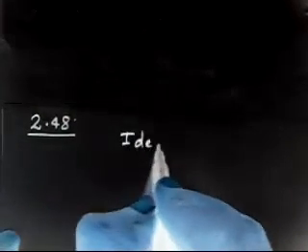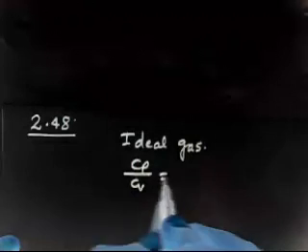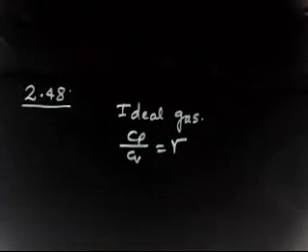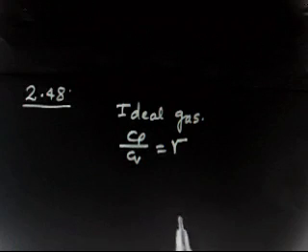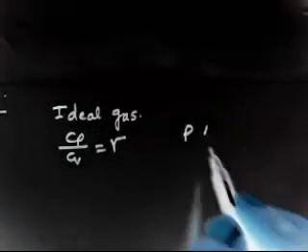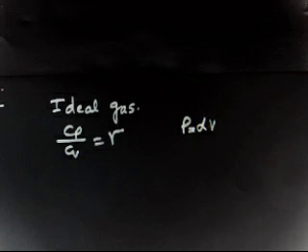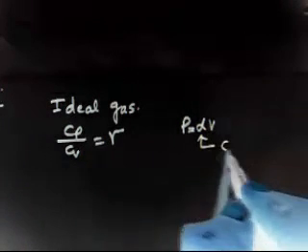Okay, let us discuss problem number 2.48. This is an ideal gas whose adiabatic exponent is gamma. So it's an ideal gas, and Cp by Cv is given to you, that is gamma. It is expanded according to the following law: P is equal to alpha times V, where alpha is a constant.